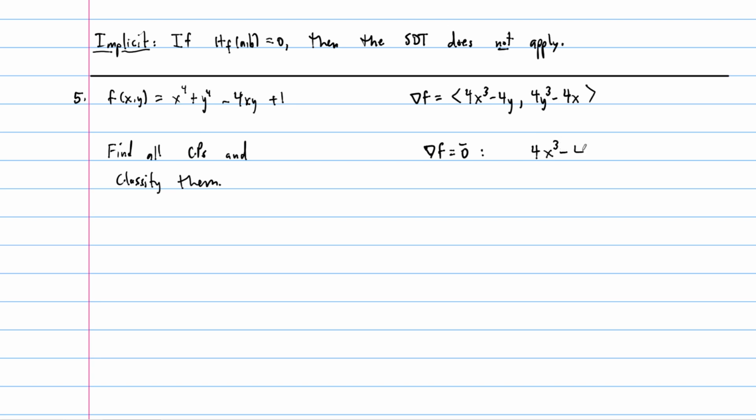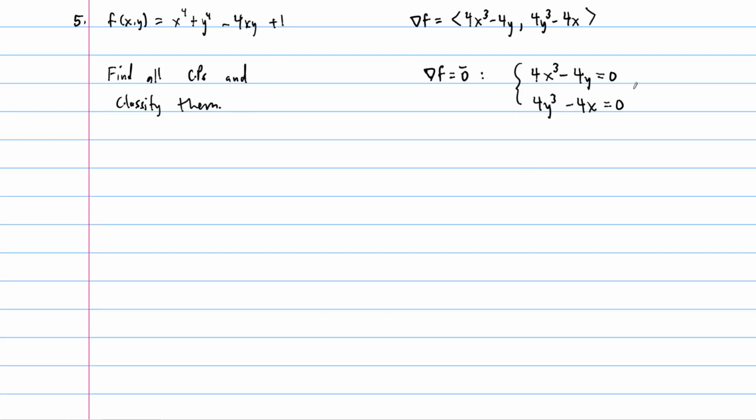So 4x cubed minus 4y equals 0, and 4y cubed minus 4x equals 0. And let's see if we can solve these. So the 4's cancel, right? And we'll get from the first equation that x cubed equals y. The second equation we get, right, that y cubed equals x.